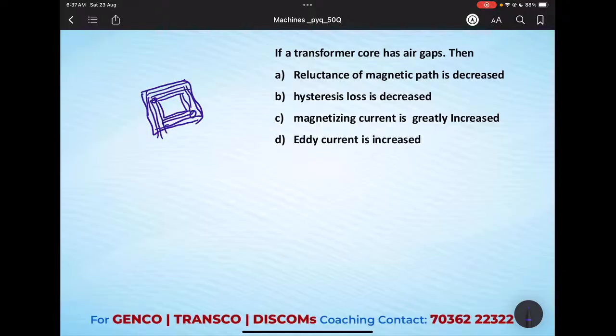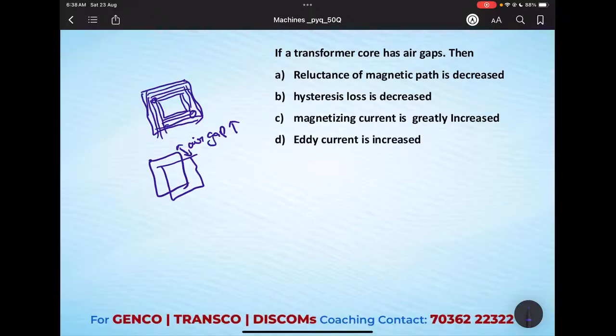So what is the question? This question is about the construction of a transformer. So a core has more air gaps. Suppose the air gap between, let's consider this as the first plate and this as the second plate, is more. If the air gap is high, what are the different consequences we are going to face? We need to identify. We'll go by options.